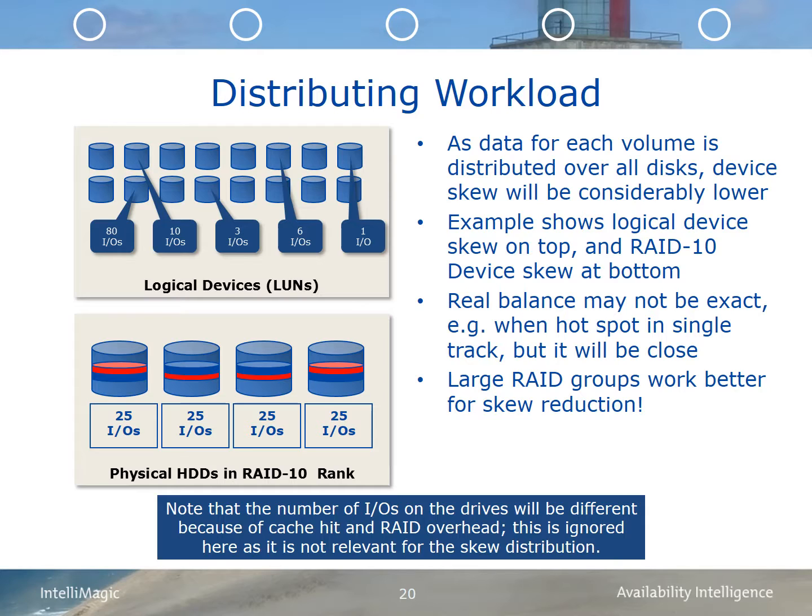So it may not be an exact balance. There may be hot spots for single tracks, but it will be close, and it does a lot better than just a bunch of disks. And the larger the RAID groups, the better the distribution is of the workload typically.